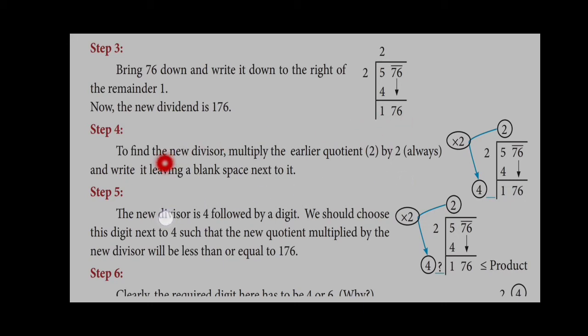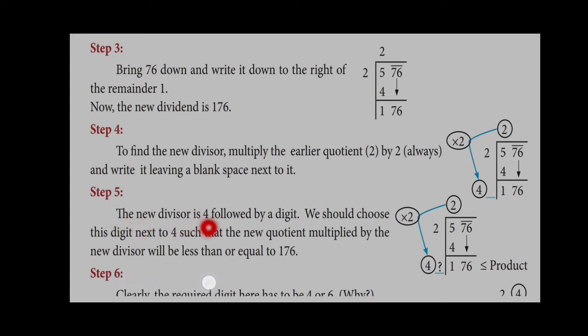176. To find the new divisor, multiply the earlier quotient. So this step is very important. So what is the earlier quotient? 2. So we have to multiply with 2. If any number is given, 5 or 100, we have to multiply with 2. For all numbers we have to multiply with 2 always. So 2 twos are 4 will come. The next digit we don't know, so leave it. Next we will see what we can do.